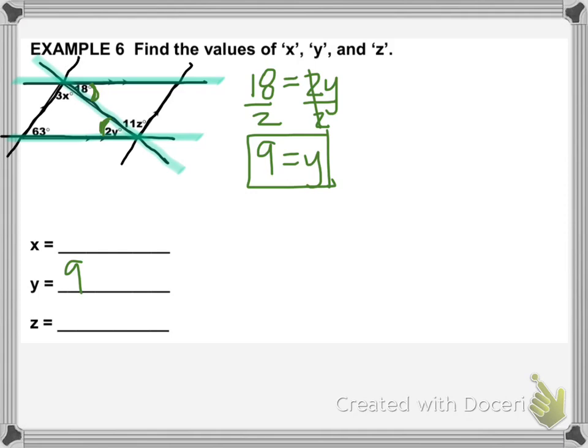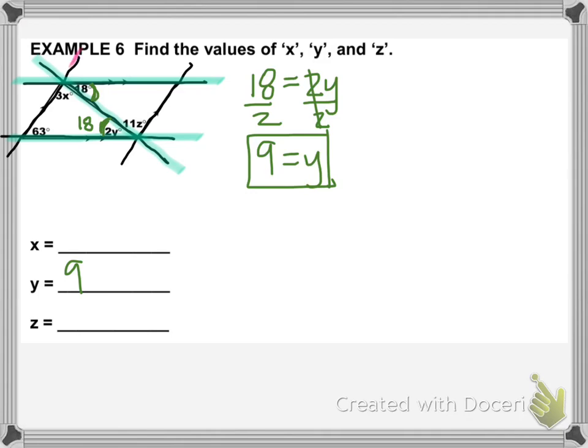Now that I know that y is 9, I could go back to that 2y. I already know that it equals 18, and I could write 18 there. So I can also remember that this angle right here is 18. All right, let me switch colors again and see if we can see some other relationships.